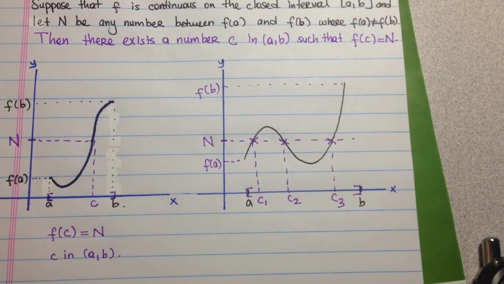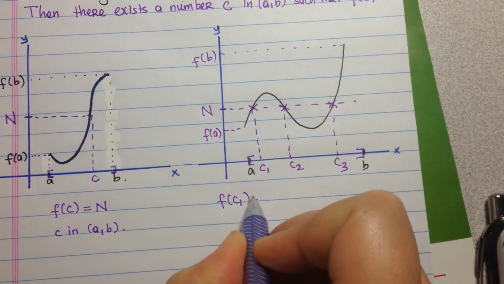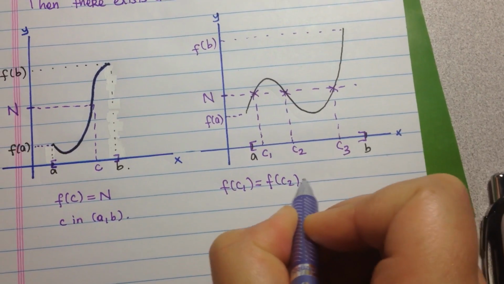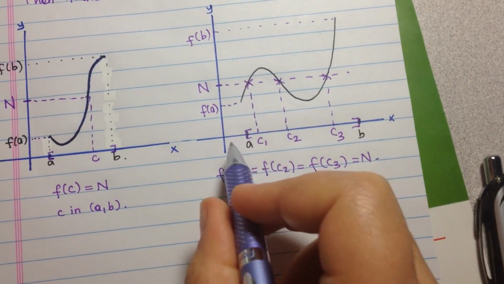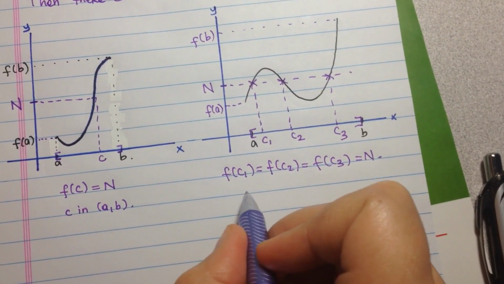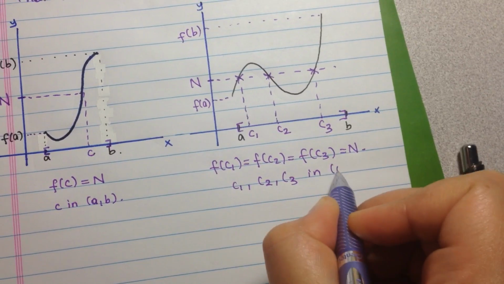So we can write f(c1) = f(c2) = f(c3), and that's all equal to n. And these values c1, c2, and c3 are in [a, b].